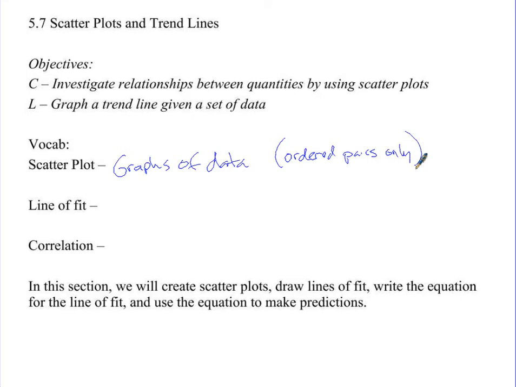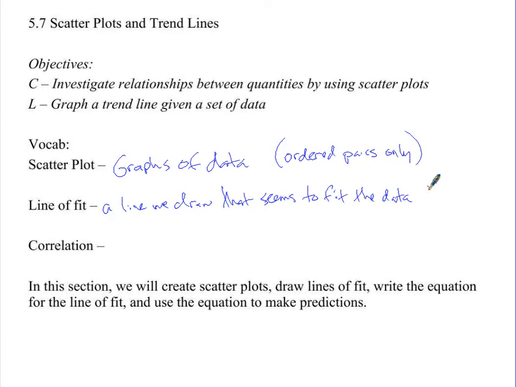A line of fit is a line that we draw that seems like it fits the data that we see the best. So, line of fit, a line we draw that seems to fit the data. Of course, we want to make that line of fit the best possible line. So we're going to really try to draw that line in there well. But it's just a line that fits the data.